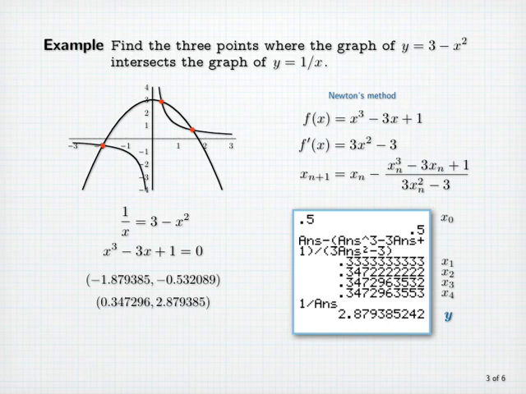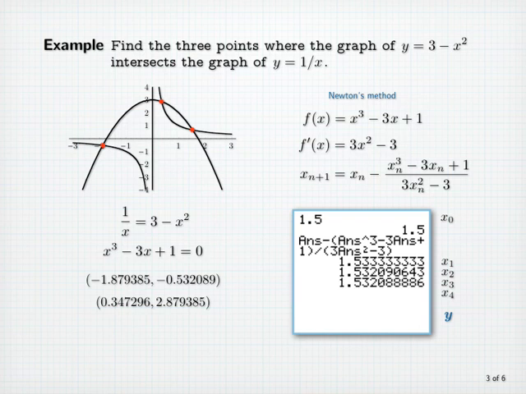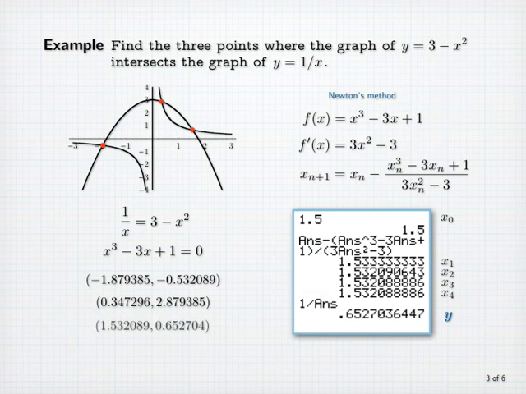Now let's calculate the third point. The x-coordinate there appears to be near 1.5, so let's use that as x0, enter. Type in our formula again, press enter to get x1. Then continue pressing enter. And notice here that x3 and x4 agree to all the digits shown. The y-coordinate is now 1 over that result, and so we have now found the third point. Notice that the same Newton's method formula was able to compute 3 different x values due to the different choices of x0.